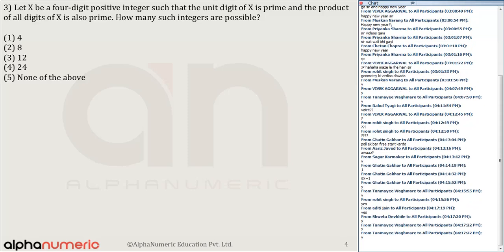Third, let's see how many of you have got it right. 41% of you are saying the answer is option number 1. The correct answer is definitely option number 1.